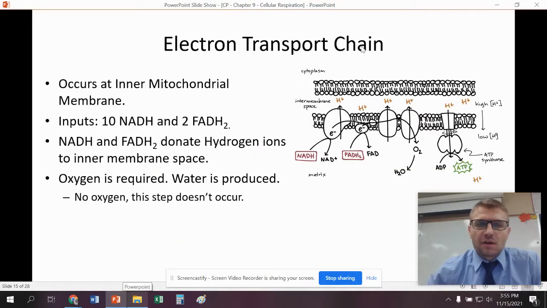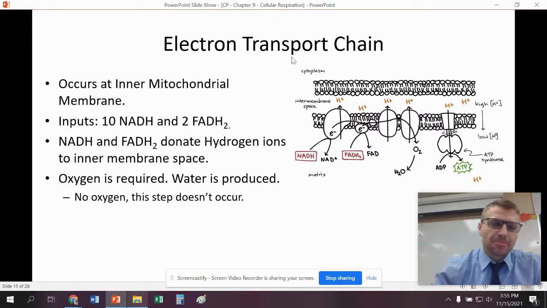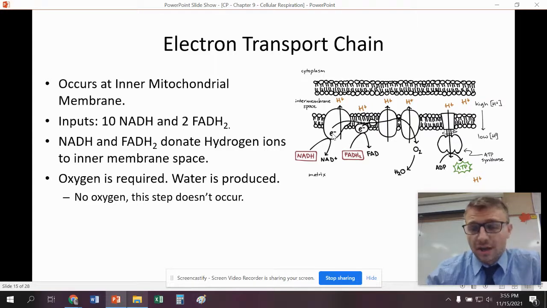Our last step here of cellular respiration is called the electron transport chain, or if you see it, it's called the ETC for short. This occurs along the inner membrane of the mitochondria, and we just talked about those NADH and FADH2 molecules. What's going to happen is they're going to deliver electrons and hydrogen ions to these membrane proteins. What these membrane proteins do is they dump off the electrons, they dump off hydrogen ions, and they force the hydrogen ions into that inner membrane space.